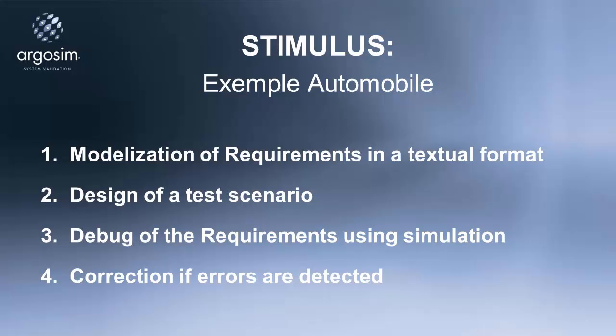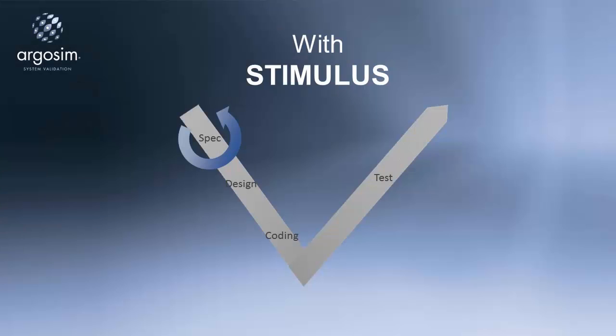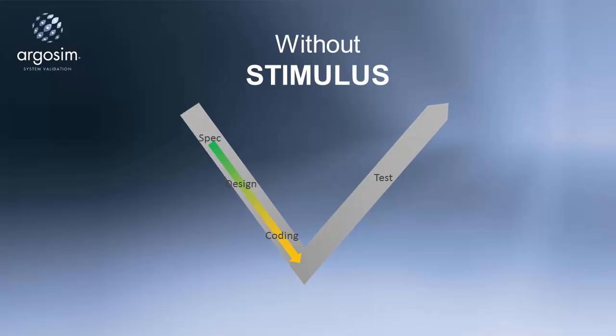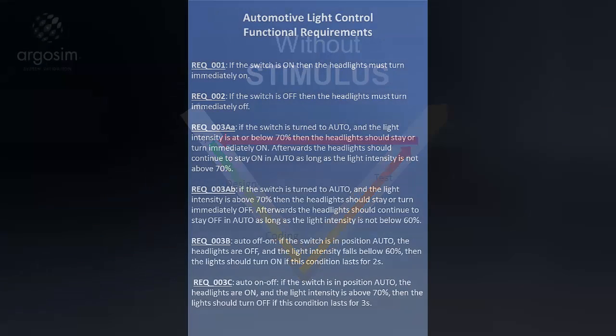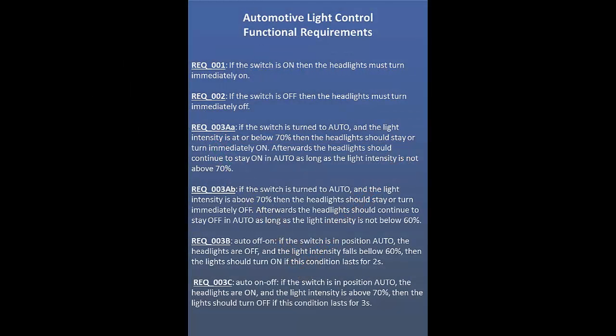Thanks to Stimulus, we can do that during the specification phase instead of having to wait for the real system to be available for testing. This will reduce long and costly correction loops and project delays. So here's our example, a vehicle headlight automatic control system. The specification includes 6 clauses, and the last 4 specify the automatic mode.